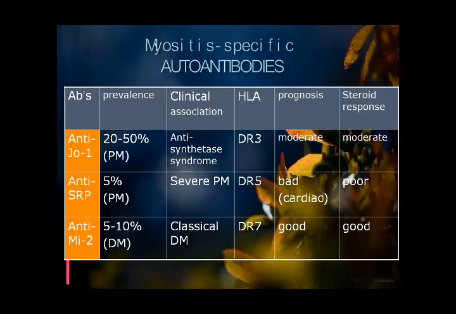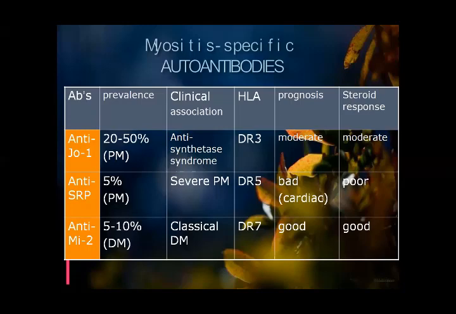If we look at the patient with HLA, prognosis and steroid response: in patients who are anti-Jo antibody positive, the prevalence is 20 to 50% in polymyositis. They have anti-synthetase antibodies, HLA-DR3 is positive, prognosis is moderate, and they usually respond moderately to steroids. While patients who have an antibody like SRP have a 5% incidence of polymyositis. They have a severe disease, DR5 is present, and they have bad cardiac manifestations and poor prognosis.